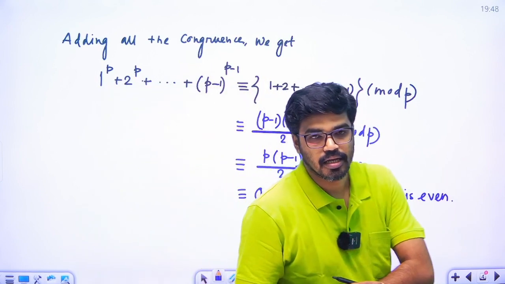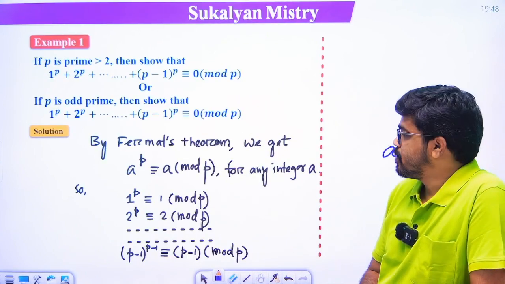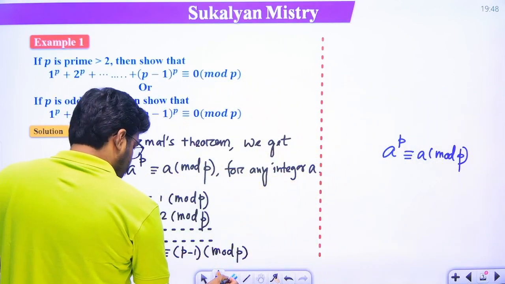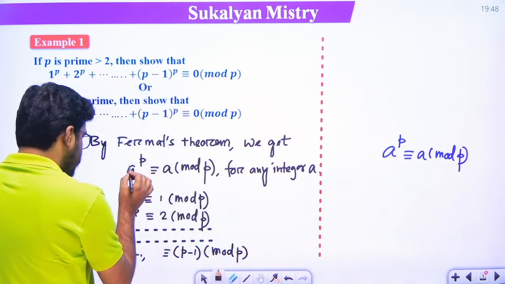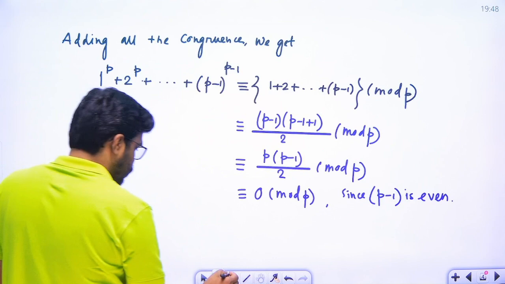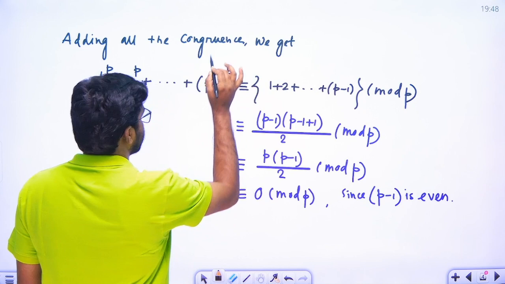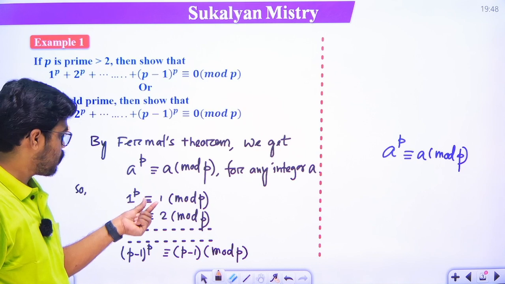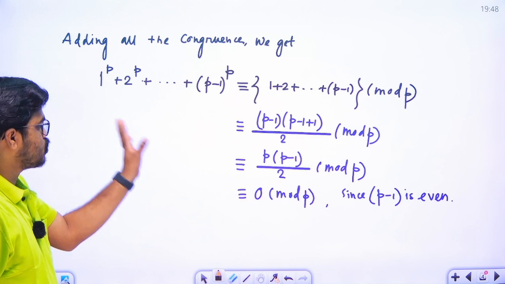So we proved that 1 to the power p plus 2 to the power p plus and so on up to p minus 1 to the power p. Sorry, please correct this: p minus 1 to the power p. Just replace a by p minus 1. So p minus 1 to the power p is congruent to p minus 1 modulo p. Okay, so we proved this.